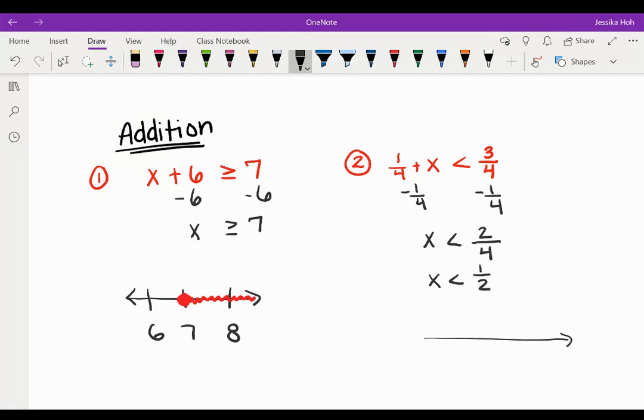To graph, we do 1/2, 1 whole, and 0. So it says x is less than 1/2. So we're going to be an open circle, not including 1/2, and we're going to shade to the left.